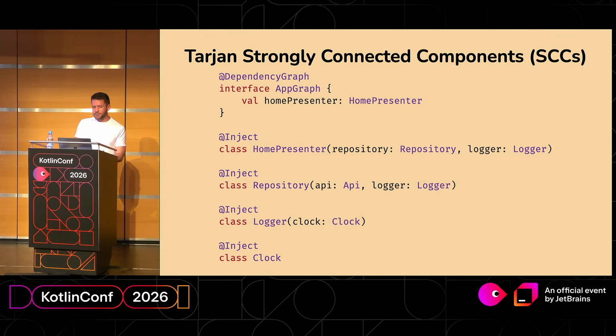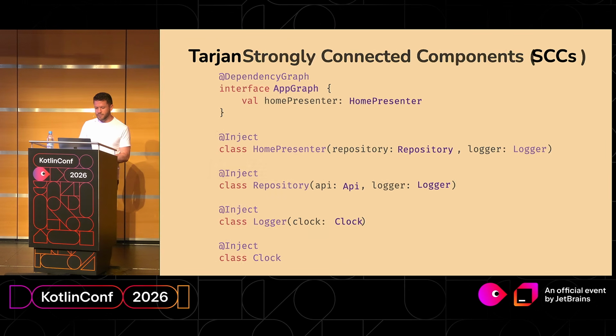Consider our original example, but with a few extra bits. We'll add a home presenter, a logger type, a clock type, and these then form a dependency tree.